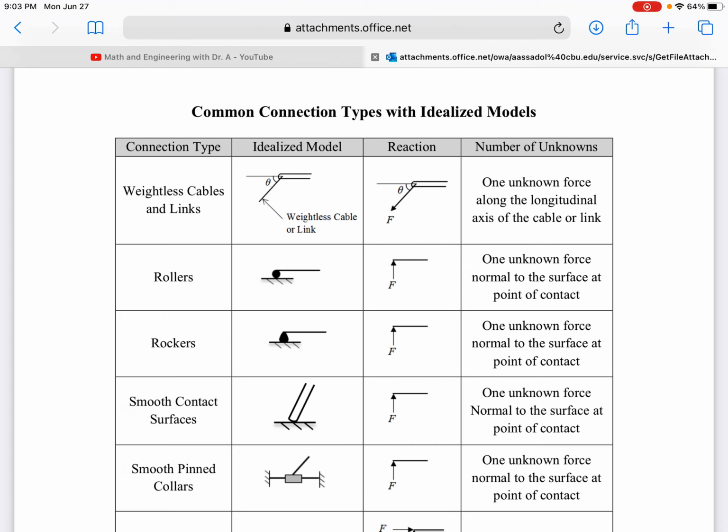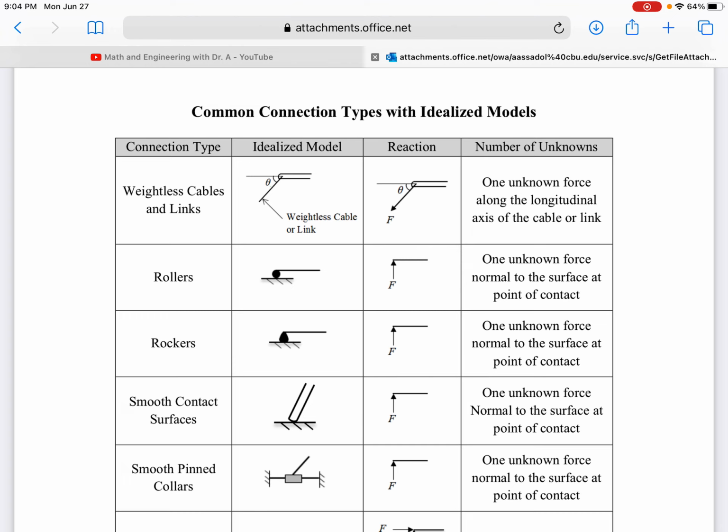So for example, that first option there, the first connection type is called weightless cables and links. And so if you look at the ideal model, we have a nice little, almost like a stick figure with the weightless cable or link at some angle theta from the horizontal. The reaction that develops is going to be one unknown force along the longitudinal axis of the cable or link. Okay, now let's look at the second one.